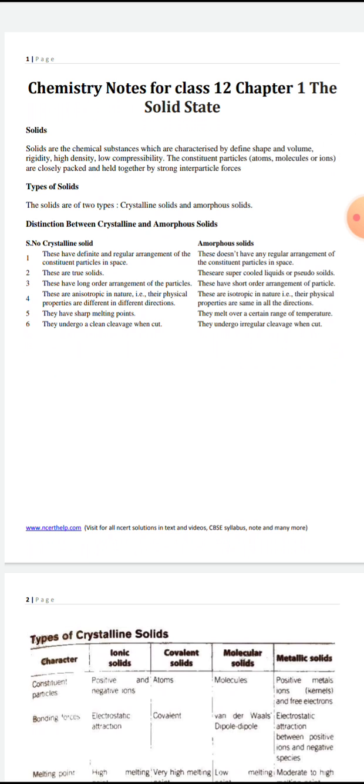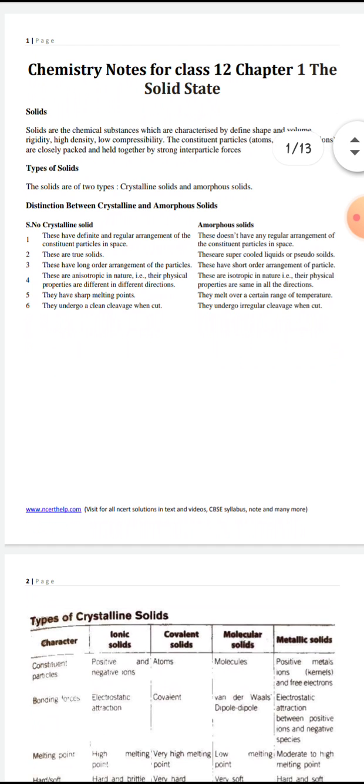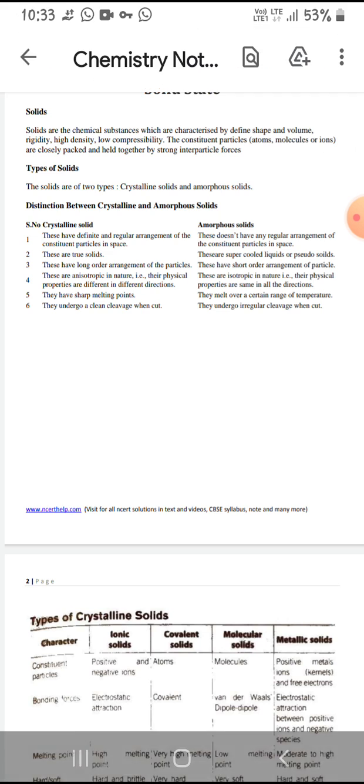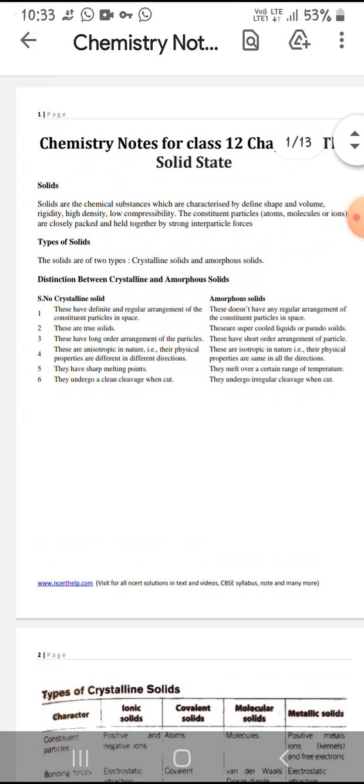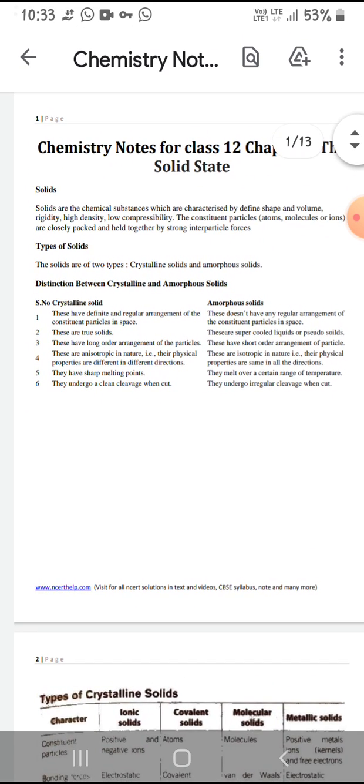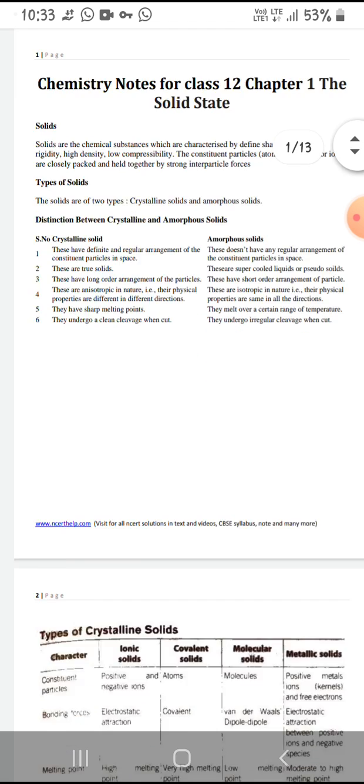Crystalline solids undergo a clean cleavage when cut. But in the amorphous solid, if we cut, it goes irregular. The cutting will not be clean. So this difference they may ask in our final exam.